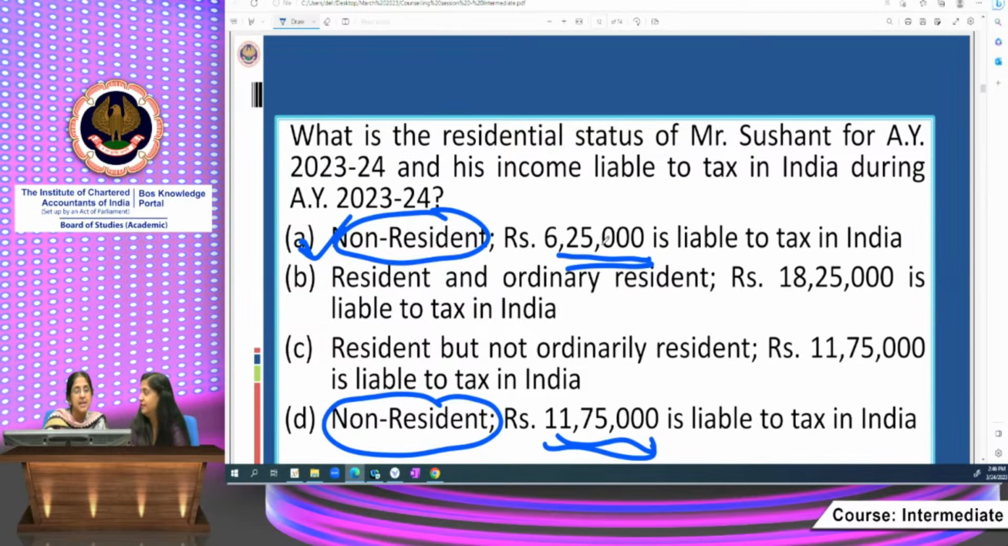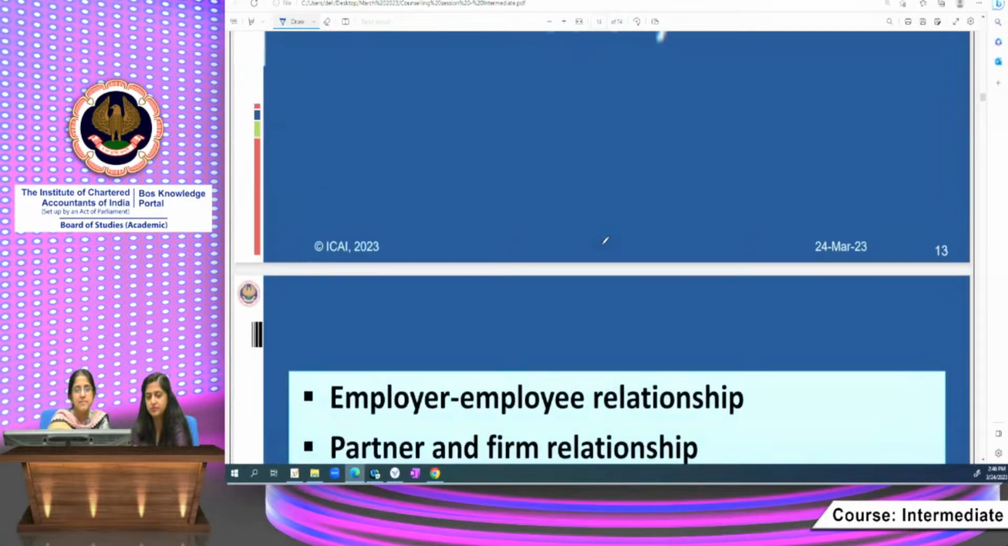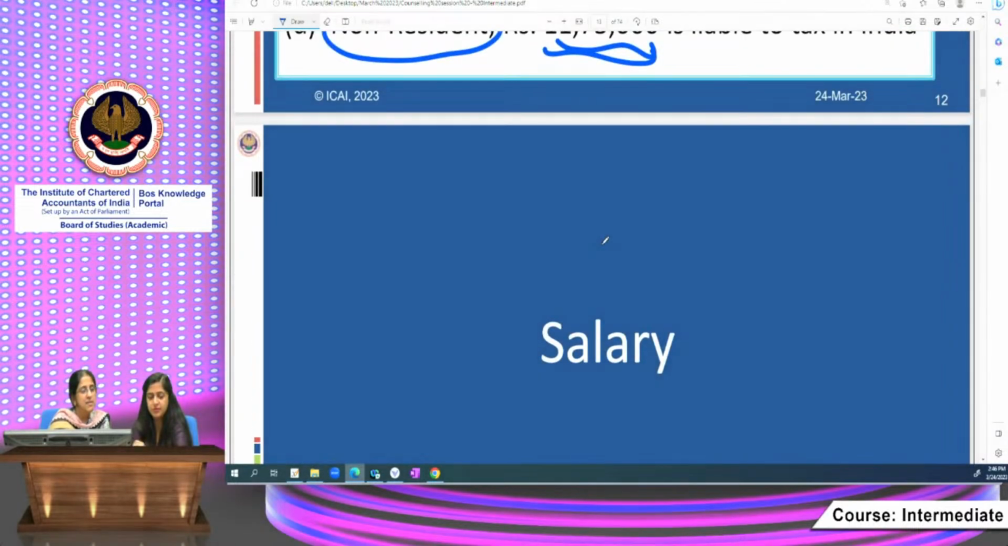I hope this is clear. Is it clear? Piyush, Anish, Dinesh, Satyalakshmi. Is it clear to all of you? Okay. Now we'll proceed to the heads of income.